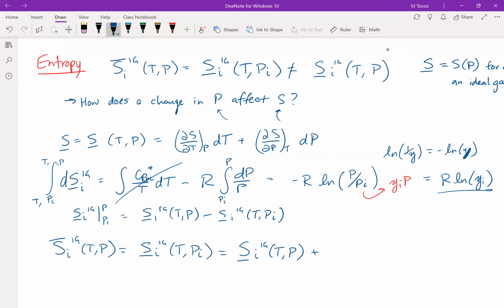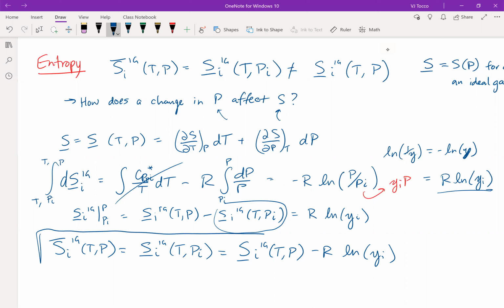So if I want to figure out what S_i^ig for T and P_i is, then I have to take these things over to the other side. So I have to evaluate this a little bit more carefully. So this is my full equation, R ln of y_i. And what I'm doing here is I'm solving for this middle term, S_i for an ideal gas at T and P_i, because that's what I have there. So this is equal to S_i for an ideal gas at T and P minus R ln of y, because this term came over to the other side.